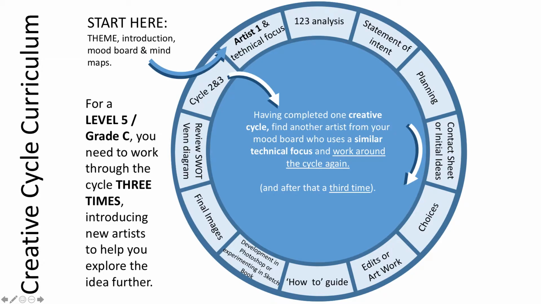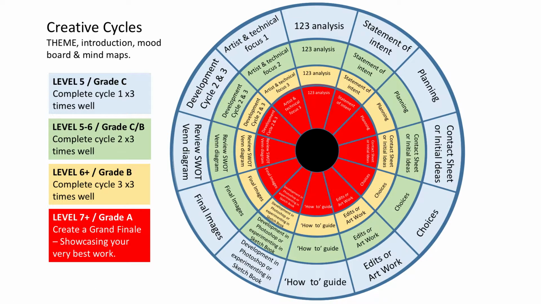You could change the artist or you could change the technical focus and you continue with the same ideas and you keep going around this cycle. Or it might be that you move on to the next cycle. It might be that you move on to a really quite distinctly different artist or a different technique, a different focus, okay? Now we can actually attribute grades to these processes as well.